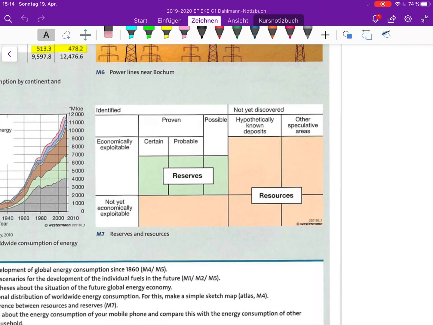Here you can see the differences between resources and reserves. Reserves are, let's mark it a little bit, economically exploitable, so it makes sense to get them. They are certain, probable. So a large part is certain, is definitely there. Probable means it's most likely there, and possible is it's maybe there.